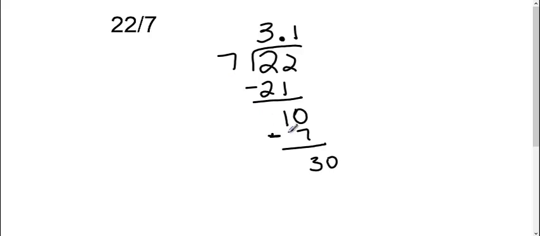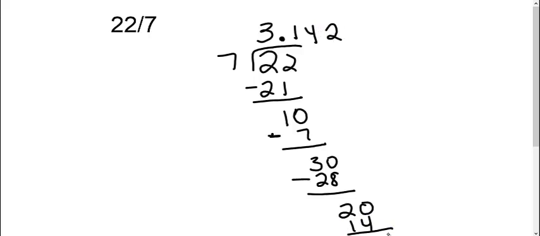Add a 0. 7 goes into 30 4 times. 4 times 7 is 28. With 2 left over, add a 0. Now it said round to the nearest hundredth, so this is going to be the last one I'm going to do. 7 goes into 20 here 2 times. We have 14 with 6 left over.